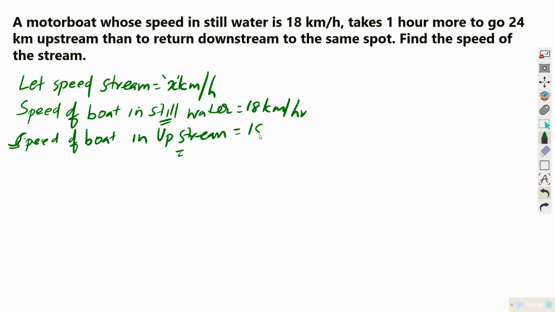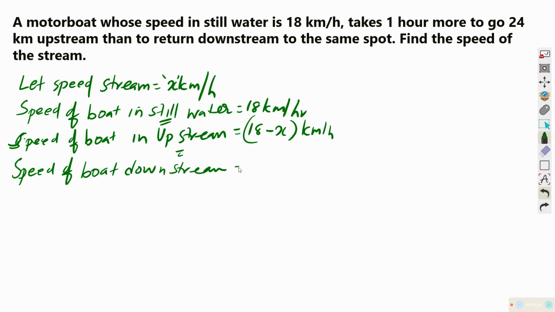So at that time it adds 1 hour. That means the speed reduces by x km per hour. So we don't know how much it is. It is the speed of the stream. And when the boat comes down, it will come fast. So the speed of the stream, which we are calculating, will be added to it. 18 plus x will be added to its speed. So this is the idea and clue of it. You can pause the video and find out what is written.